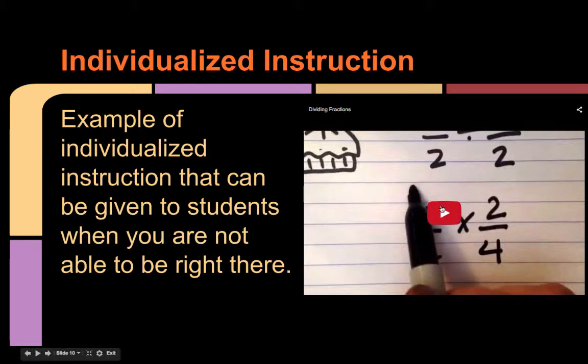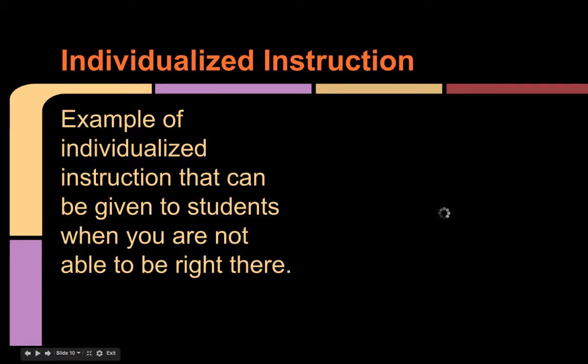Here is an example of individualized instruction used electronically, where you can make the same lesson and give it to each child so they feel like they are getting one-on-one attention with the teacher, but you are able to give it to each child at the same time using iPads or something like that. So here we go.